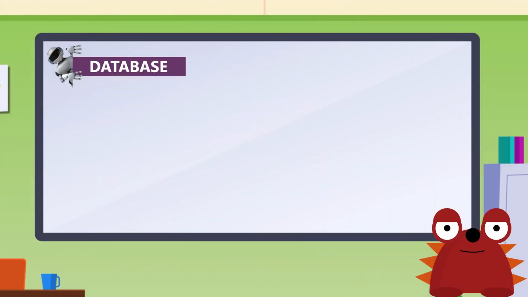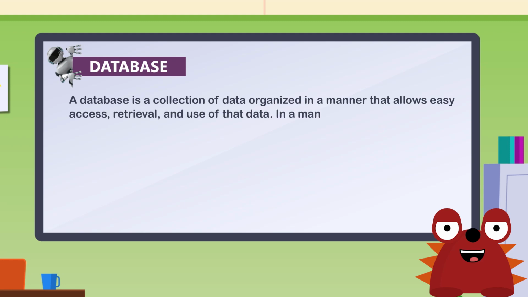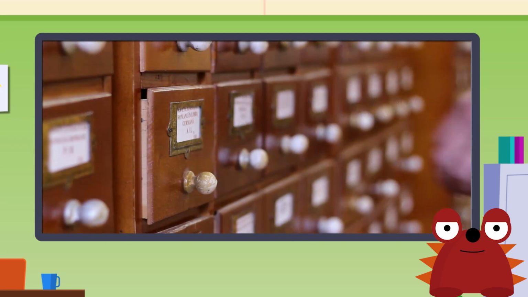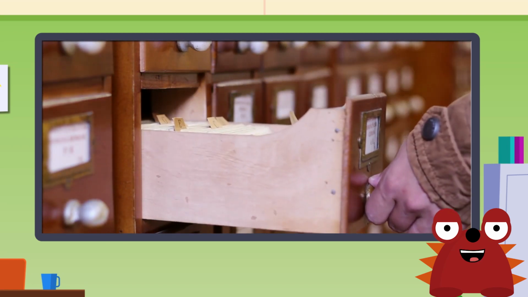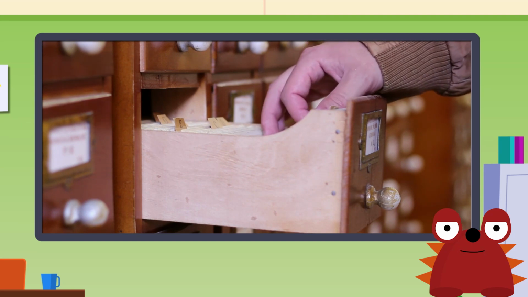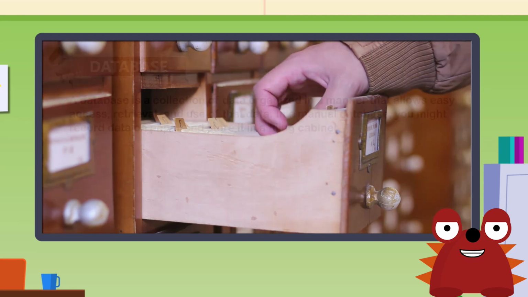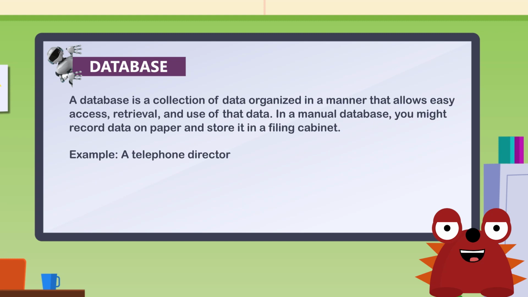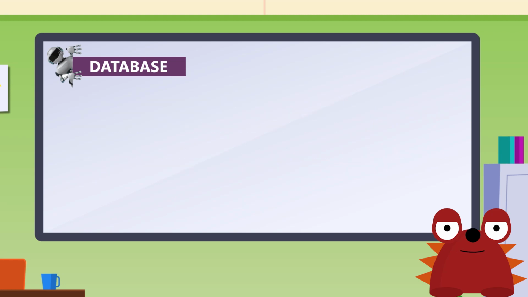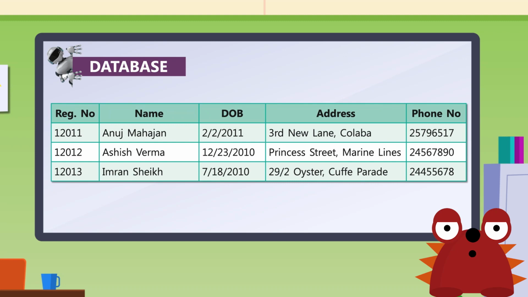Moving on to what a database is. It is a collection of data organized in a manner that allows easy access, retrieval and use of that data. In a manual database, you might record data on paper and store it in a filing cabinet. Examples would be a telephone directory or a normal dictionary, list of employees in a company, and books in a library. This is what a database looks like.